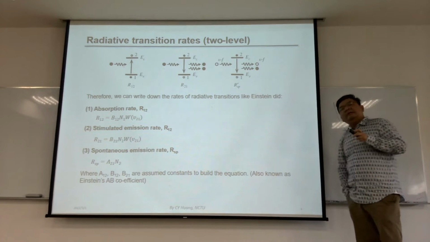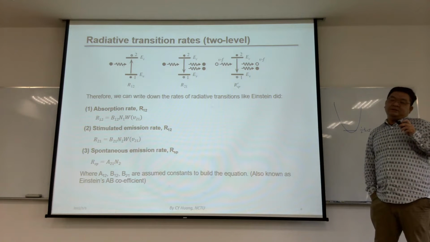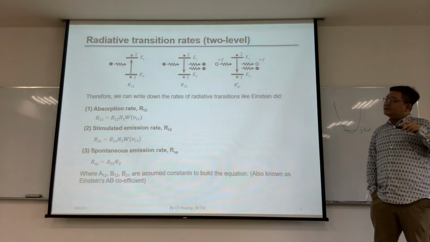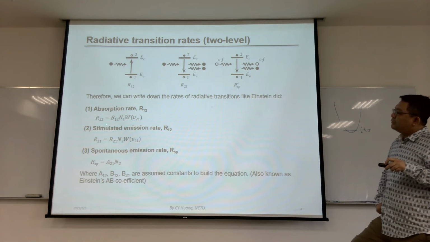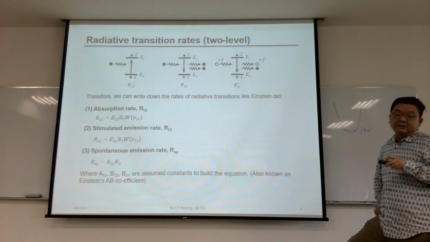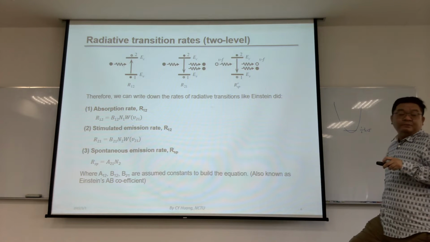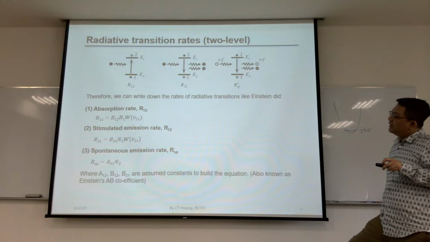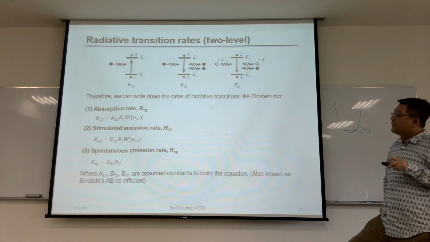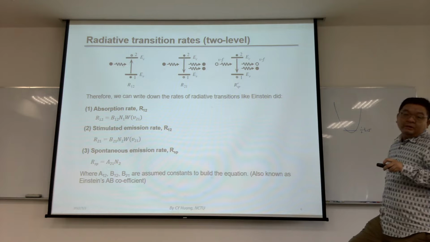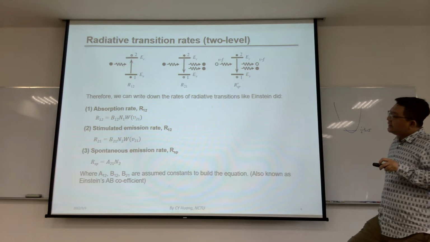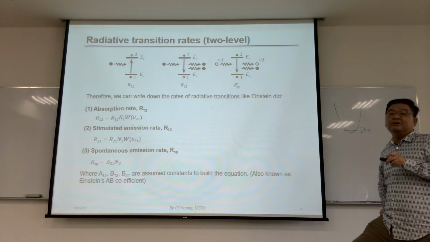So let's write down the three equations consecutively. The absorption rate R12 should have a proportional constant. We just call it D12, that means the constant corresponding to R12, times N1 and times W, which is the spectral density or the power density.